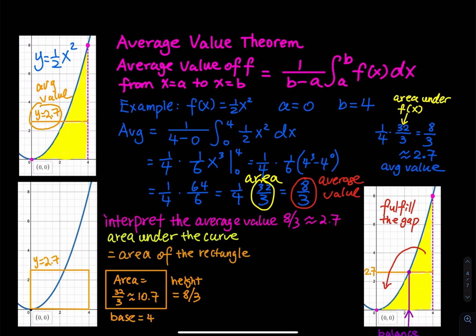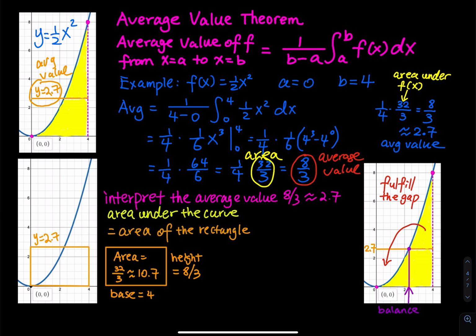The average value tells me where to cut the area horizontally. Again, the average value tells me where to cut the area horizontally. In this problem, that tells me to cut the graph at y equals 2.7. So I use an orange line to cut the curve at y equals 2.7. So when I cut the curve at y equals 2.7 from 0 to 4, do we agree that we just have some sort of rectangle?